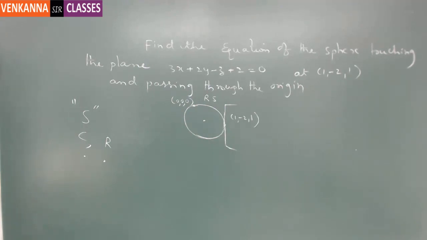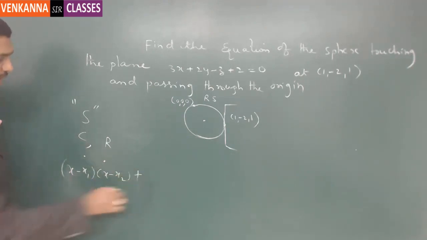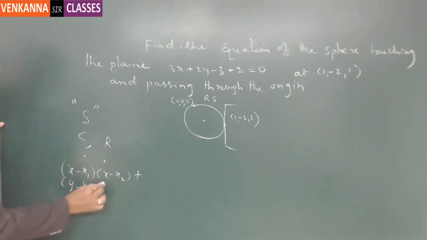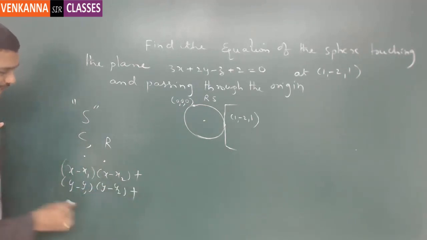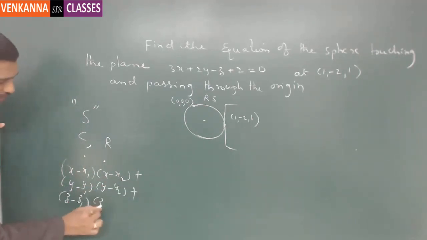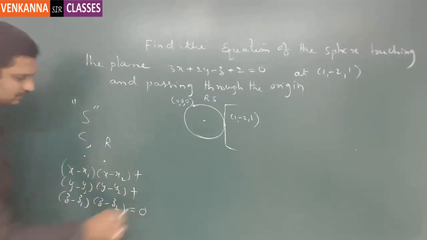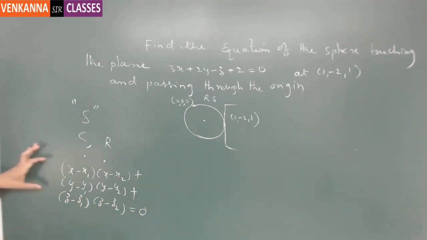If the 2 points are the diameter endpoints, then you are able to write the equation of the sphere. I have given a formula to you already, which is x minus x1 into x minus x2 plus y minus y1 into y minus y2 plus z minus z1 into z minus z2 equal to 0. So could you recollect this formula? So using this technique, I want to solve this problem.